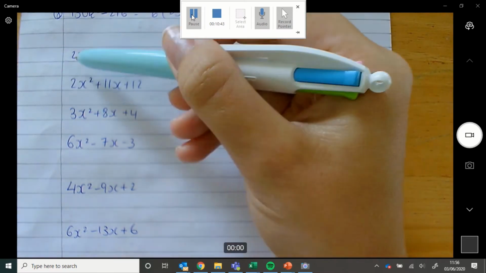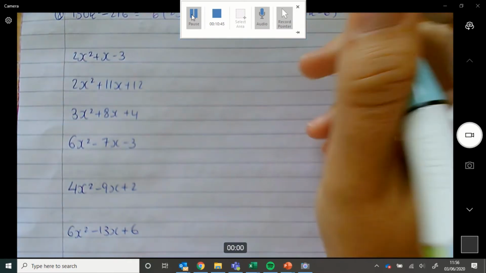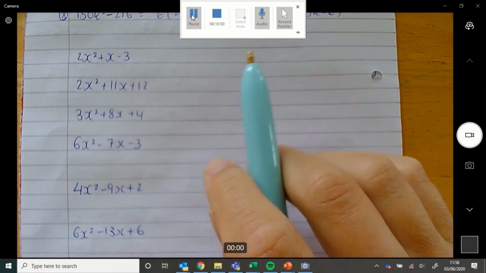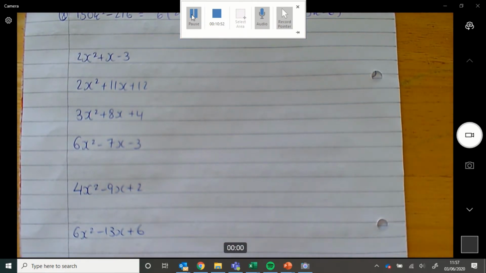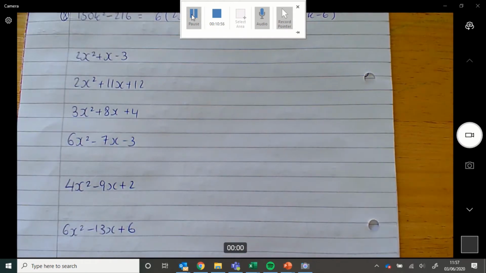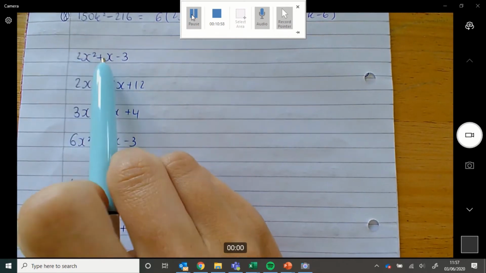Okay, I'm going to look at the first 3 examples where it's slightly easier. I'll then ask you to please pause the video and email me any questions you've got if you have some. And then we'll look at the 3 bottom ones, which are a little bit more tricky. Okay, so the first one says 2x squared plus x minus 3.